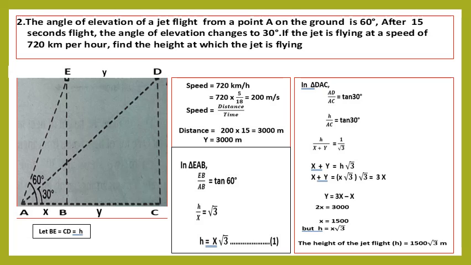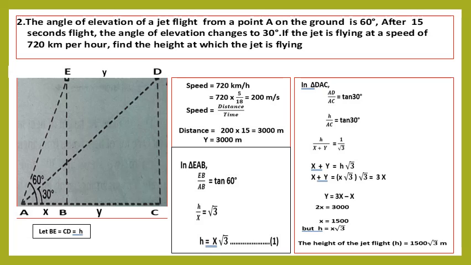Now in calculation, first the speed of the flight is equal to 720 kilometers per hour. This 720 kilometers per hour we are changing into meters per second. So 720 into 5 by 18 is equal to 200 meters per second. To convert kilometers per hour, we have to multiply by 5 by 18. So the given value 720 into 5 by 18 is equal to 200 meters per second.